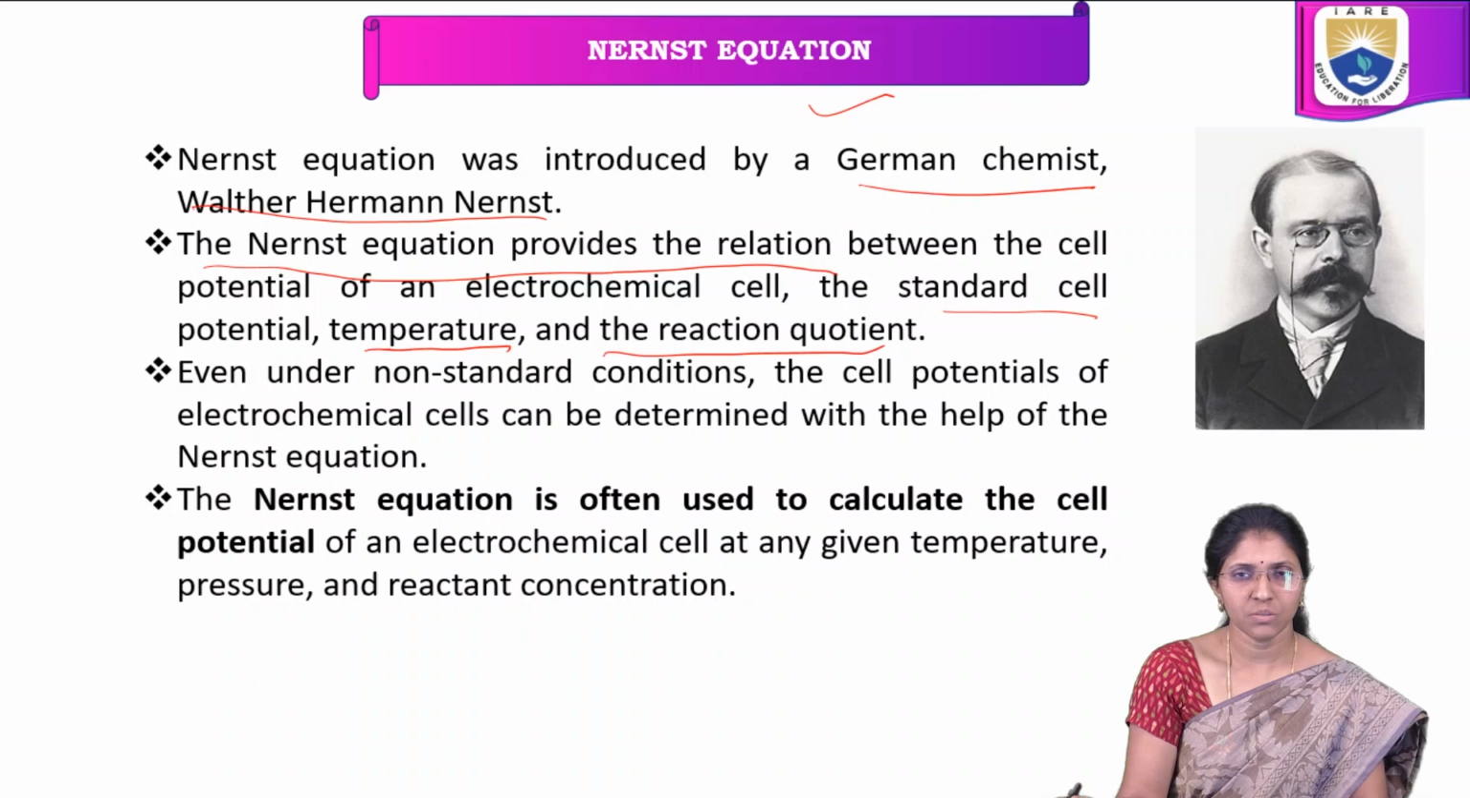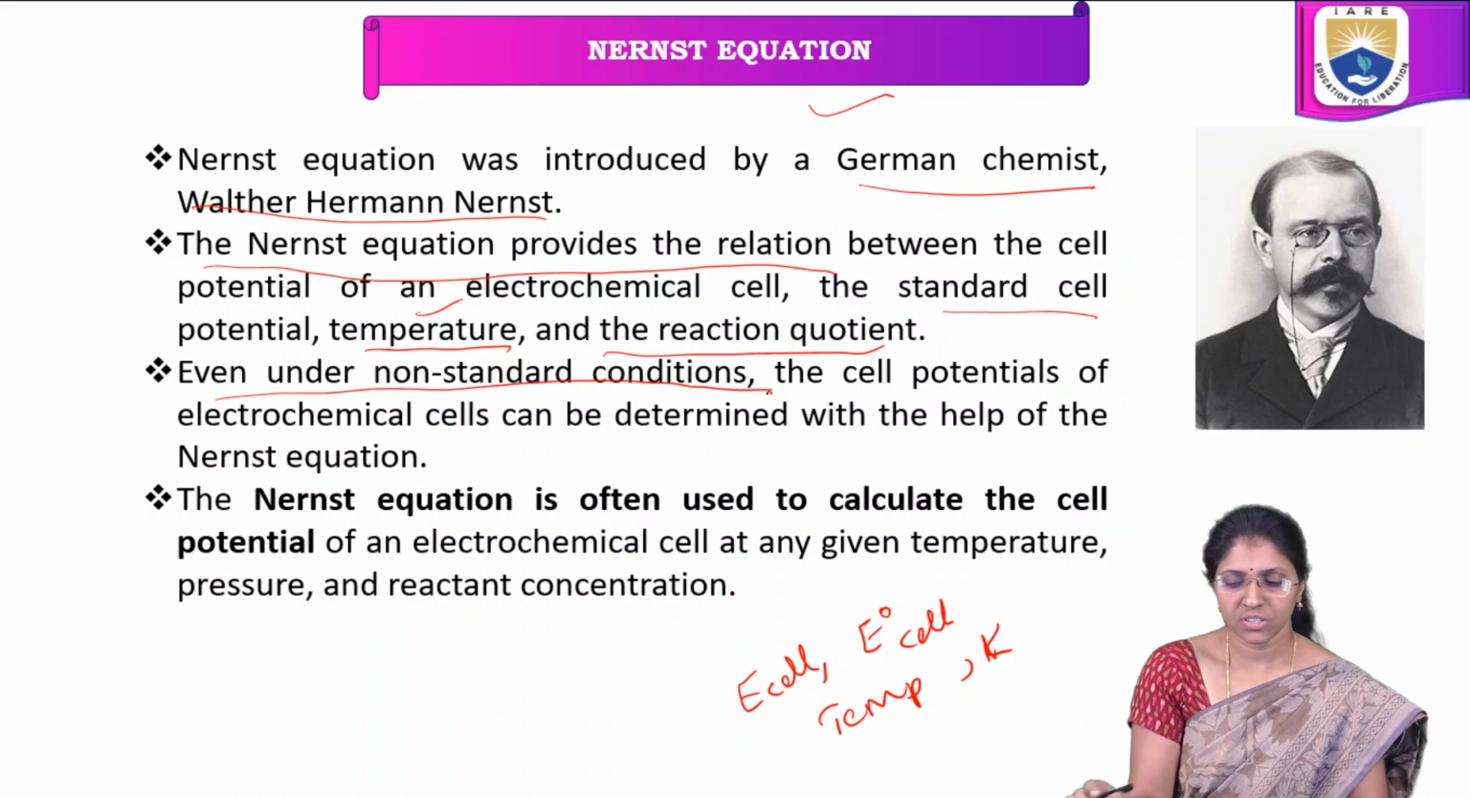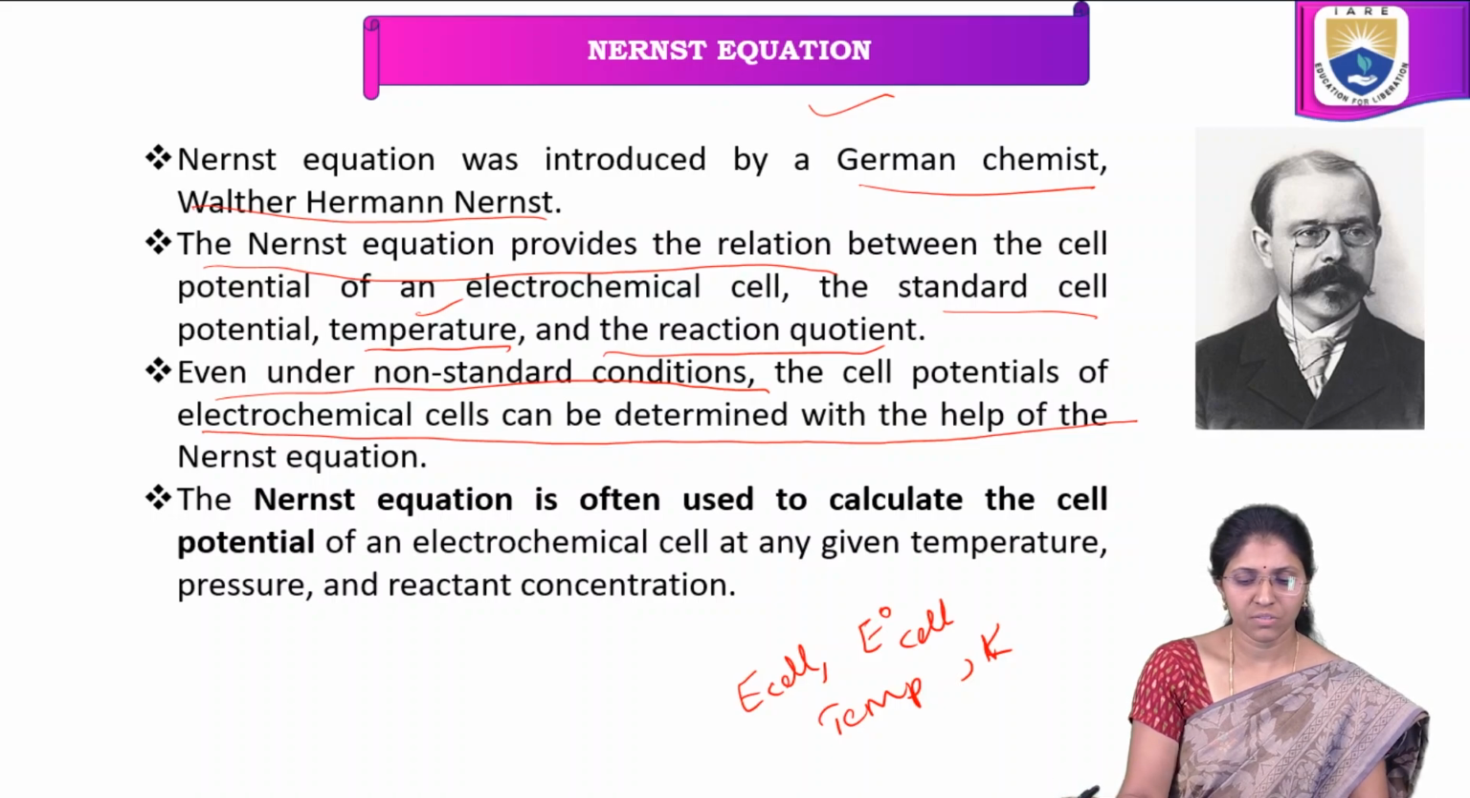The Nernst equation provides the relation between the cell potential, that is E cell, and the standard cell potential, that is E naught cell, and temperature and reaction quotient. So even under non-standard conditions, the cell potential of electrochemical cells can be determined with the help of the Nernst equation, at standard conditions as well as non-standard conditions.